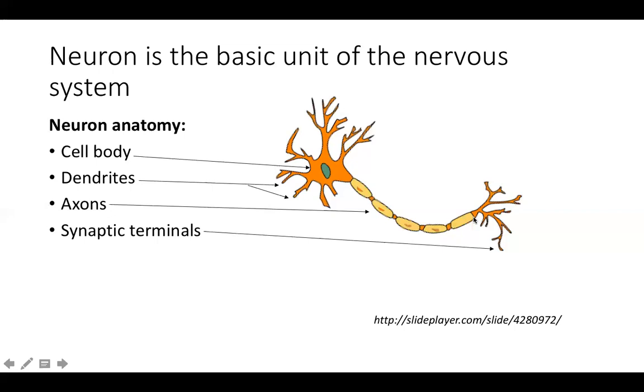The axon is the main output projection, which then connects to other neurons via the synapse. And the synapse has specific terminals, which are basically ends of the synapse that connect to other dendrites or other cell bodies of other neurons.